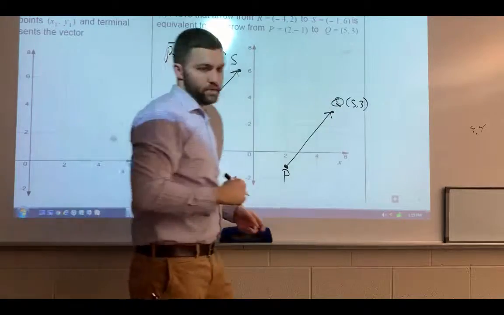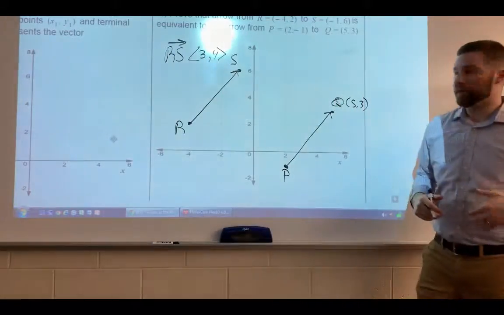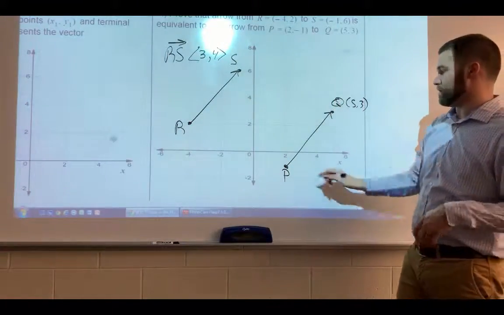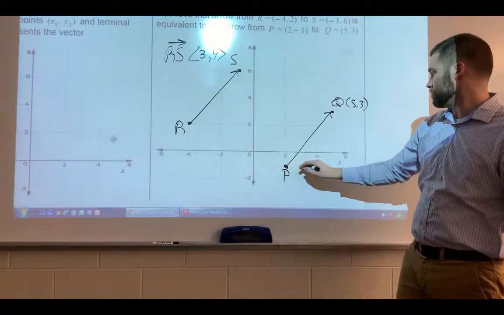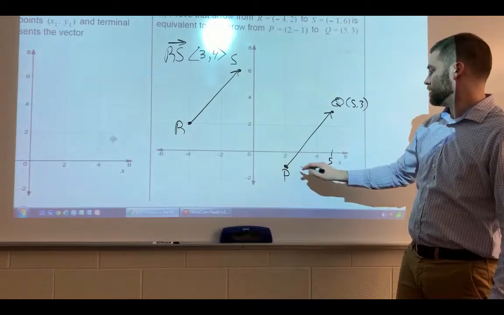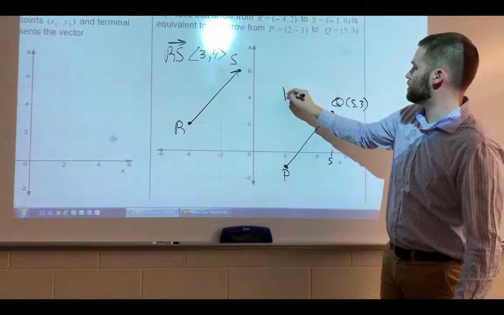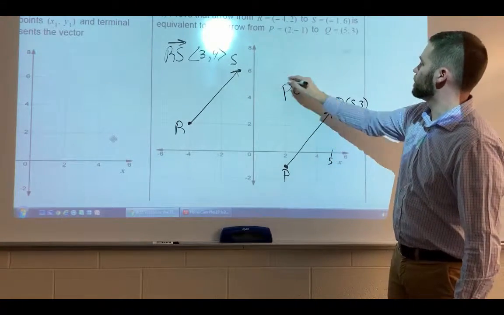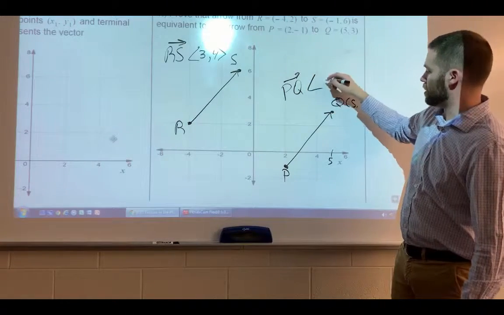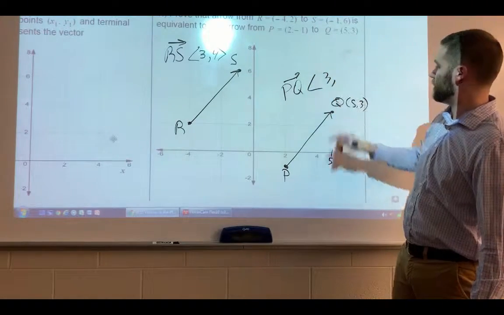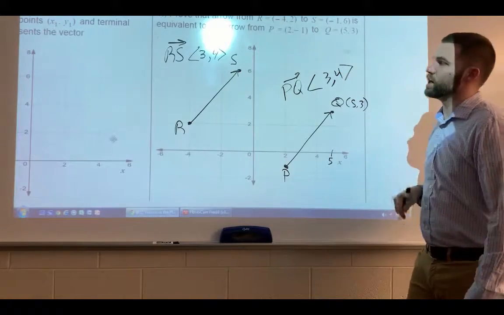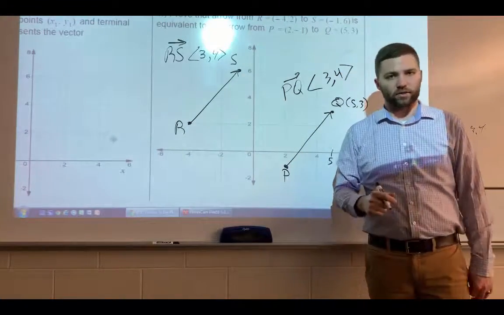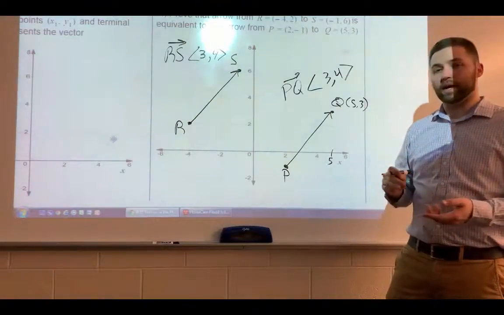And then we can come over here to PQ, and we can find the components of this vector in the same way. So we start here at +2, and we go over to 5. All right, so the components here of PQ are 3, and then from -1 up to 3, that's 4. So that shows that they are in fact equivalent vectors. They have the same length, and they have the same direction.